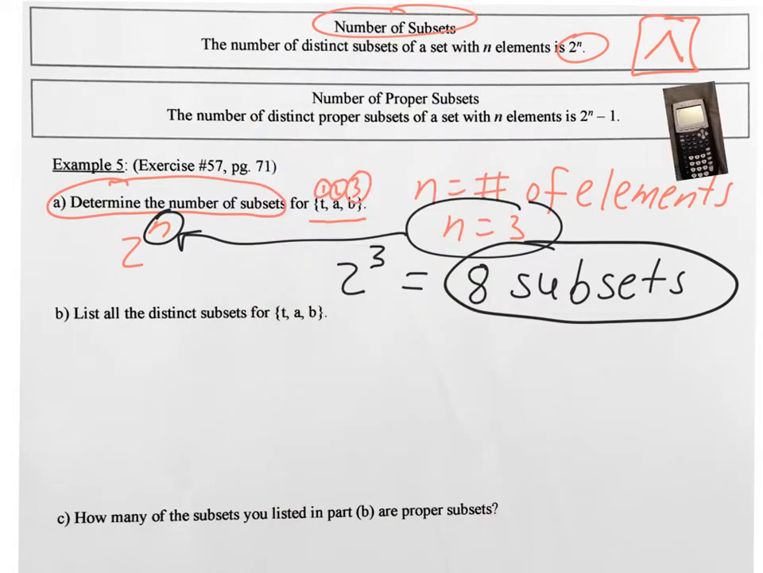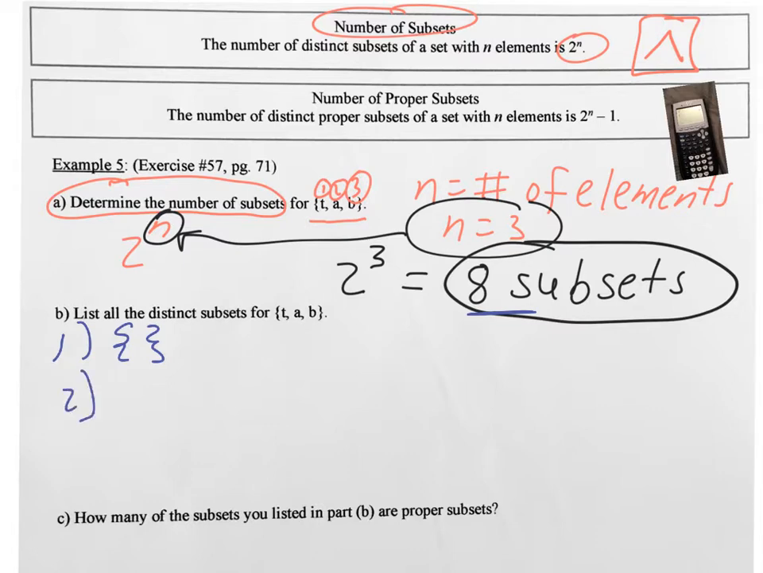You can probably guess what's coming next. Part B says to then list all the distinct subsets for the set with TAB. So we know that there are 8 of them. Let's list all 8 in any order. So before I forget, I'm going to list the empty set. Remember, the empty set is a subset of any set on the planet. So I'm going to use the empty set symbol, or you have the curvy brackets with nothing but air in them. All right, so 1 down, 7 to go.